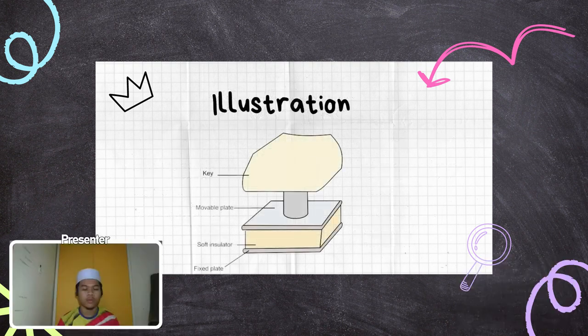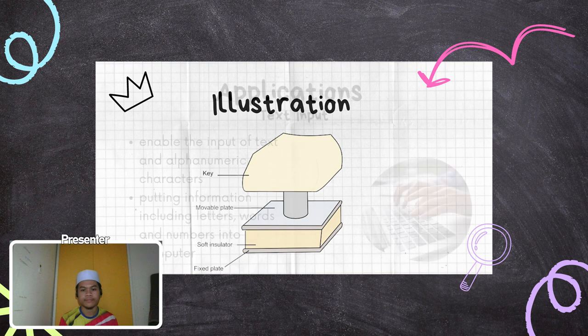So this is the picture of the keyboard in detail. We have the key, movable plate, soft insulator, and fixed plate. When you press the key, the soft insulator will be compressed by the movable plate, and the capacitor will play its part in debouncing and noise reduction.